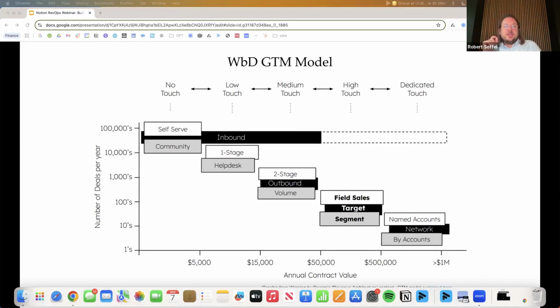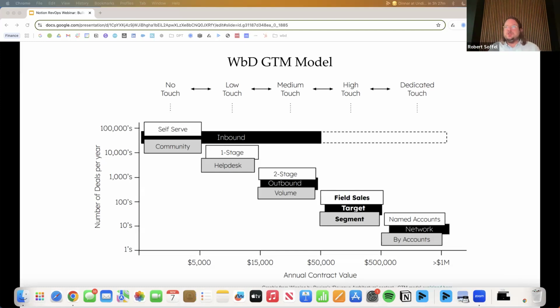So next up here is again, back to Winning by Design. And this time it's their go-to-market model. A very quick explainer: you can see along the x-axis along the top, you've got no touch, low touch, medium touch, and they correspond to deal value, which is on the bottom part there, 5K, 15K, so on and so forth. And so really this is about how much resource or how much investment we should be making based on ACV.